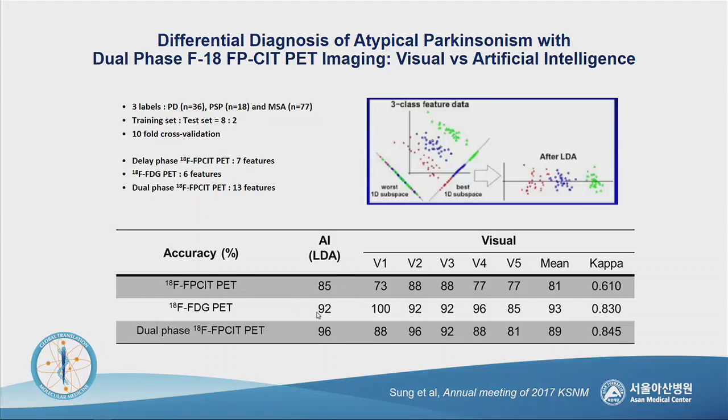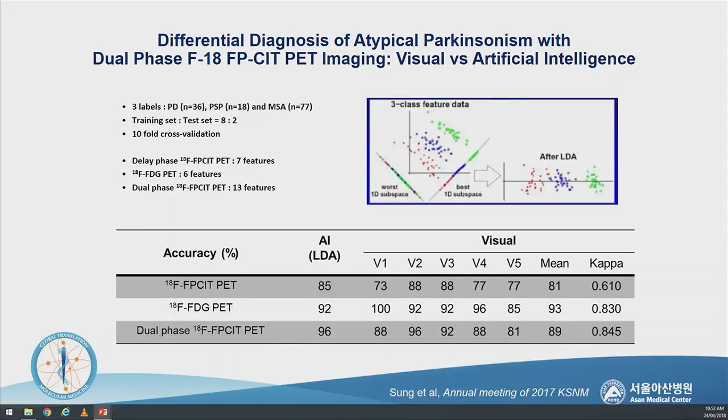Using FDG PET only, the accuracy increased to 93%, both visual and artificial intelligence. When we use the dual phase FPCIT PET image, the diagnostic accuracy of visual interpretation was 89%, similar to FDG. But the accuracy of AI increased to 96%.